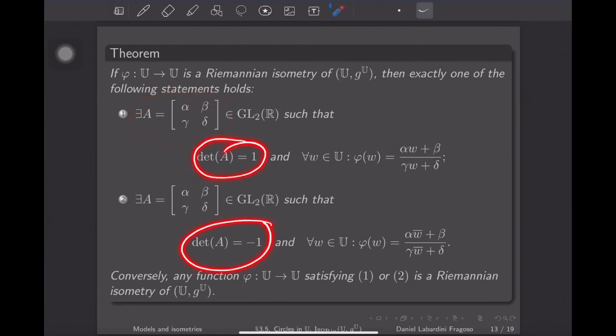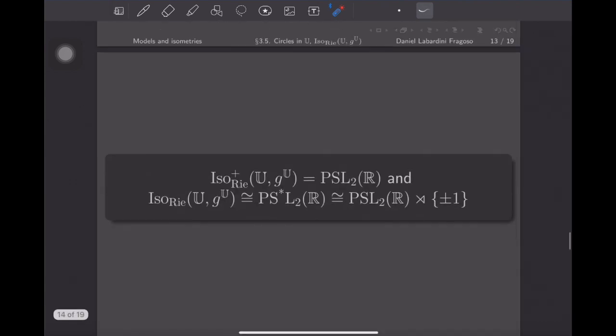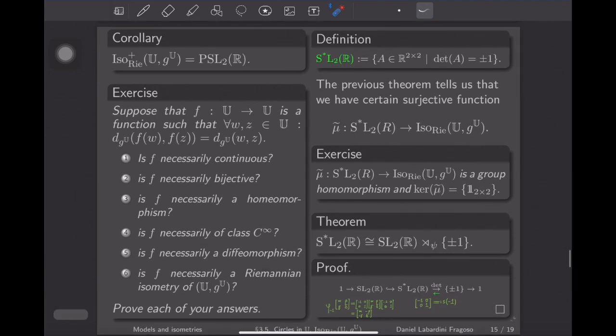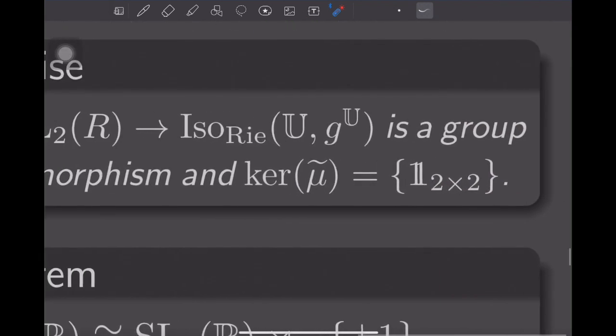Okay. Now, this theorem tells us from any matrix in S star L2R, you can associate a Riemannian isometry. So you have a function, and it's surjective because every Riemannian isometry is of that form. Okay, exercise. It is a group homomorphism with this kernel. Oops, here I should say plus minus. I'm sorry.